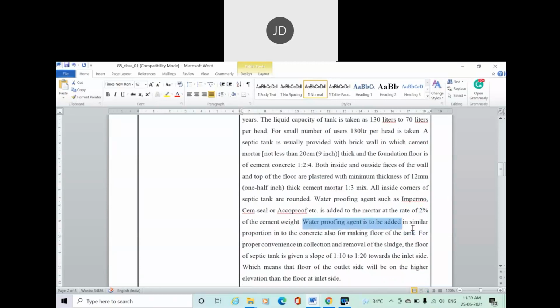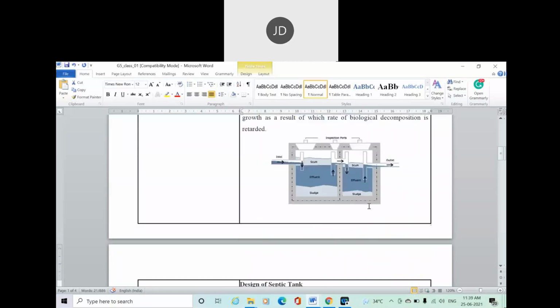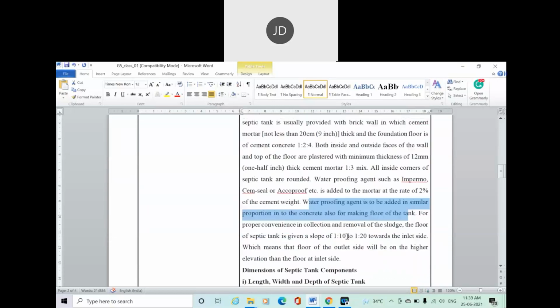The waterproofing agent is to be added in similar proportion in the concrete also for making the floor of the tank. Even the bottom part of the septic tank should be waterproofed. We are not going to allow water to penetrate into the ground from the septic tank, so we have to make it waterproof. And for convenience in collecting and removal of sludge, the floor of the septic tank is given a slope of 1:10 to 1:20 towards the inlet side.